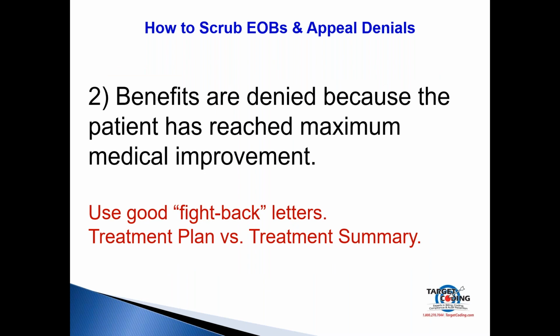All right, let's go to the next one. Benefits are denied. This is a sample EOB that comes back. Remember, we're scrubbing EOBs and trying to fight back. Number two, benefits are denied. I think I have about 10 or 15 of these. Benefits are denied because the patient has reached maximum medical improvement. Oh, really? The patient has reached maximum improvement? Some offices contact us and go, Dr. Kotler, we sent in the first claim. We sent in the first visit, and they're saying that's it. The patient has reached maximum benefit. What? You need good fight back letters.